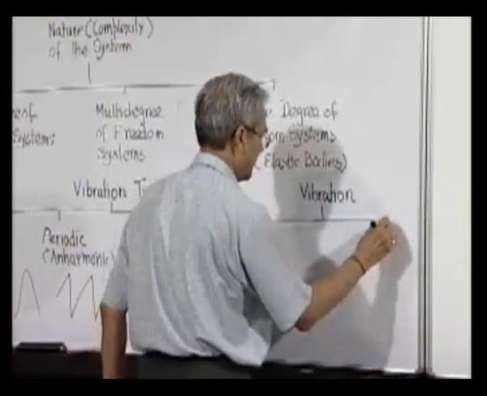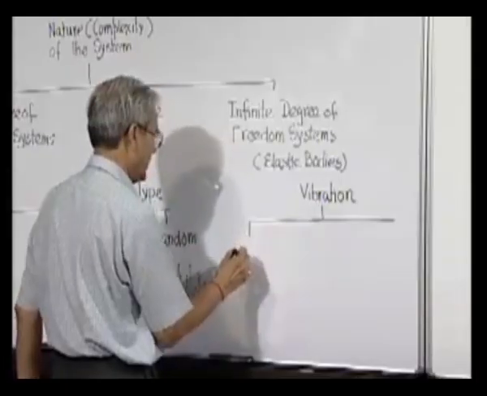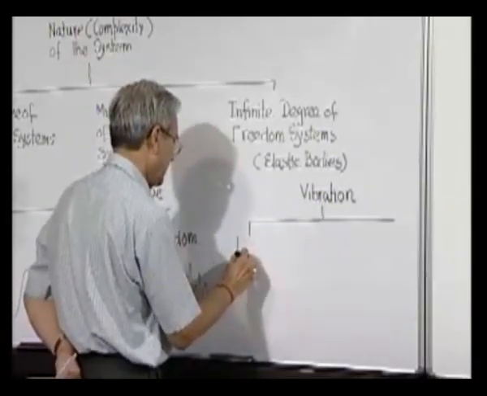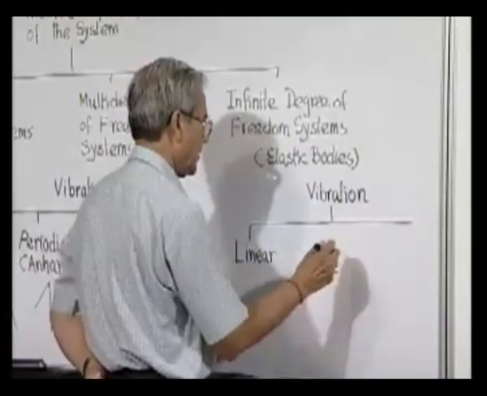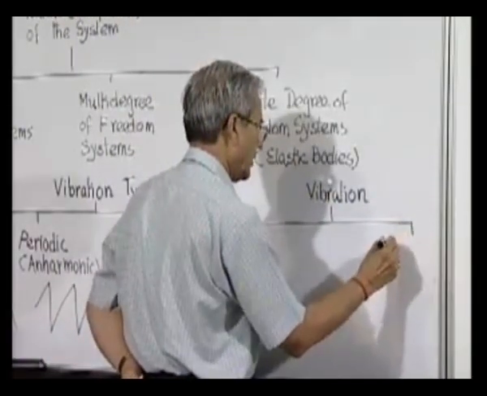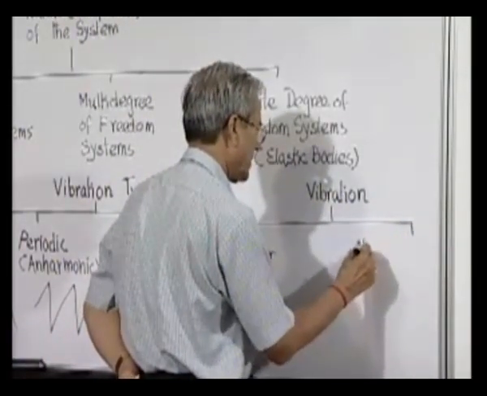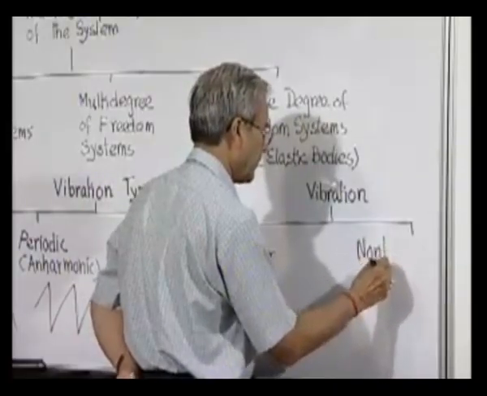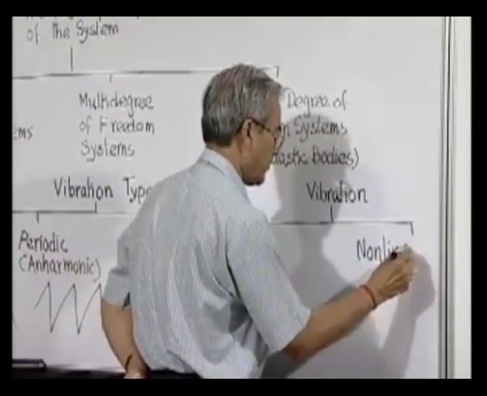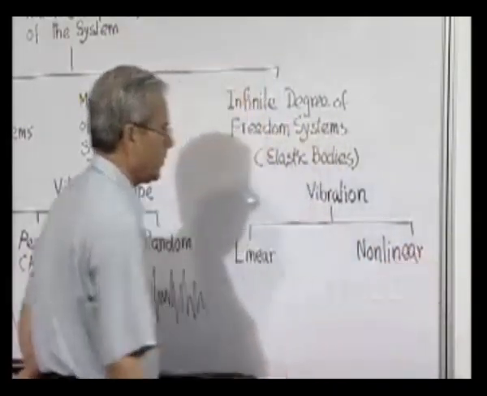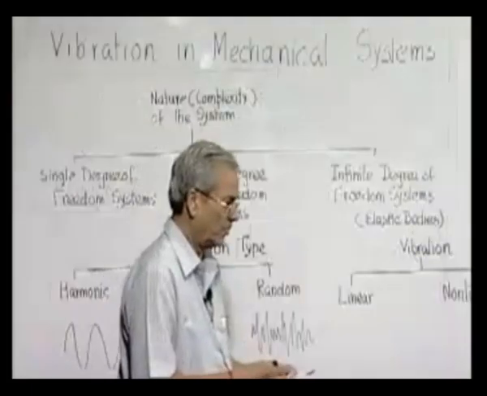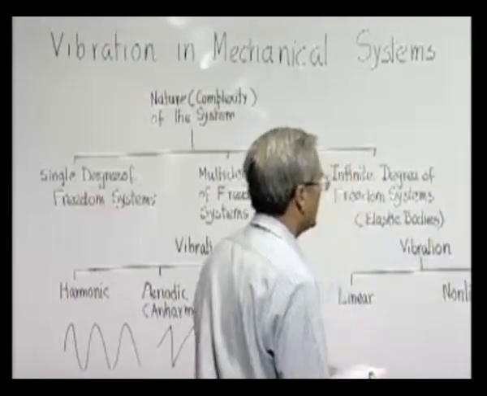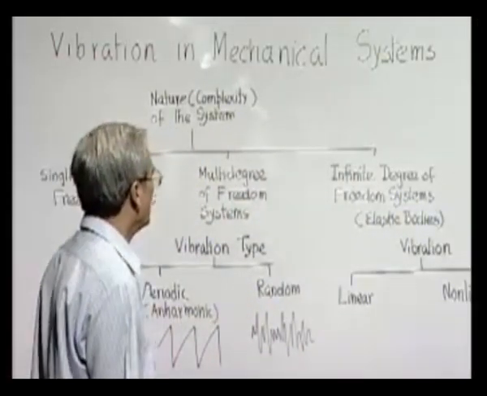Based on the system parameter characteristics, if the parameters are linear, we call it linear vibration. Here we call it non-linear vibration. That means again it is based on the system. So these are the various ways these vibration phenomena can be classified or grouped.